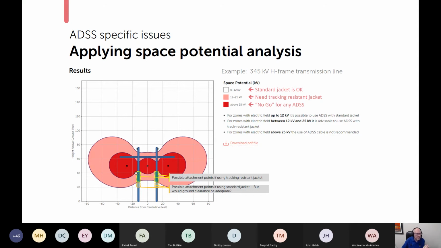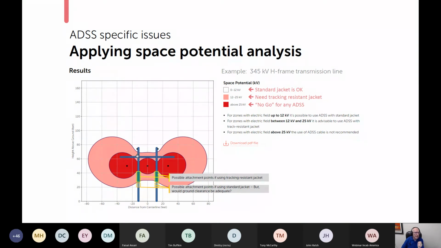So what you have here is an attachment zone where you could use a tracking resistant jacket, no problem. You have a theoretical zone where you could even use a standard jacket. But notice that we're getting close to 20 feet, which is around 7 meters. And it's a 345 kV line. So the spans are probably long enough that this isn't going to work. The sag of the cable would violate your ground clearance. So that's something you would have to check, and I suspect it wouldn't work. Now, some of you are probably thinking, hey, Mike, what about this area up here?